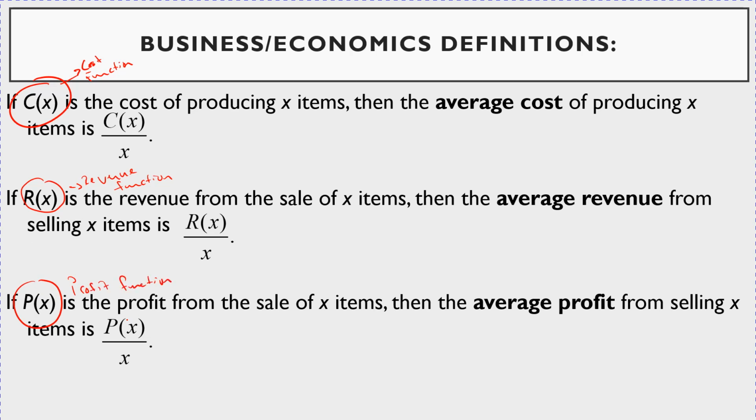Now, what is profit? Profit is revenue minus cost. So I'm going to put this over here. Profit is equal to the revenue you get from the items you sell minus how much it costs you to sell them. So if you wanted to find the average profit of selling x items, it would just be your profit function divided by x, or your revenue function minus your cost function, divided by x.